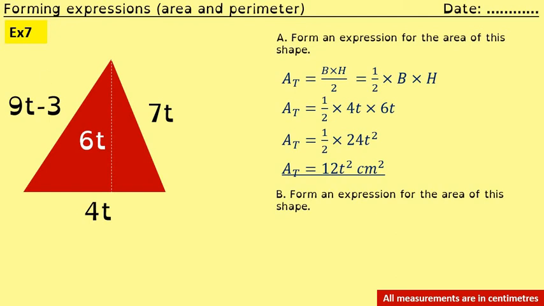For perimeter, I'm adding up the outside edges, so I'm not going to be using the perpendicular height when I'm doing the perimeter, because that's within the shape. The perimeter is the length around the edge of a shape. So I'm going to be doing 7t, 4t plus 7t plus 9t take away 3. And then I'm going to collect like terms to get 20t subtract 3 centimetres for my perimeter.